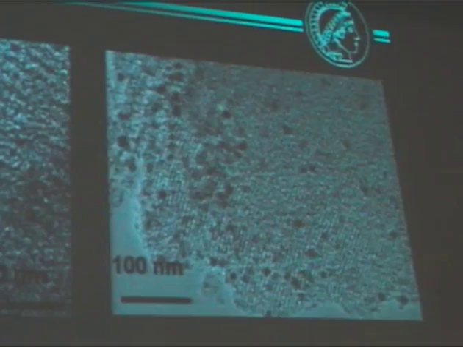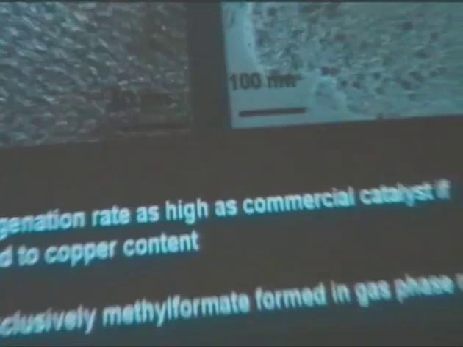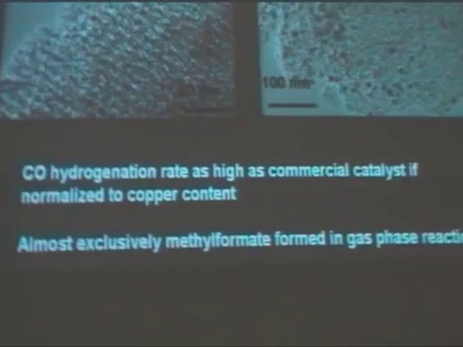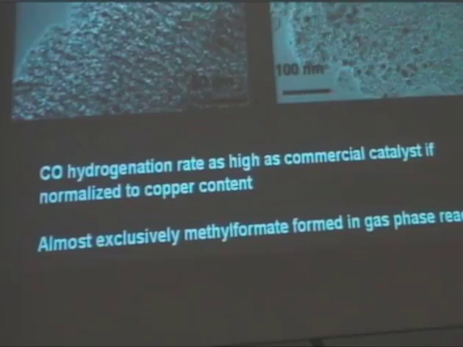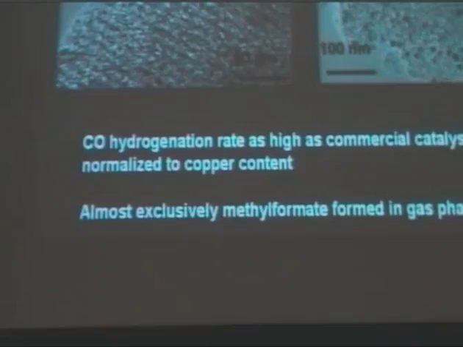The CO hydrogenation rate, or CO2 hydrogenation, I should probably say, is as high as the commercial catalyst if we normalize to copper content. But there must be some different mechanistic pathway, because the primary product at the short contact times we had is not methanol, but methyl formate, which can be considered as an intermediate on the way, with the ester formation in between. If you hydrogenate the methyl formate further, you get 2 methanol molecules out. So this is halfway on the way to methanol, but this is normally not observed for the commercial catalyst.